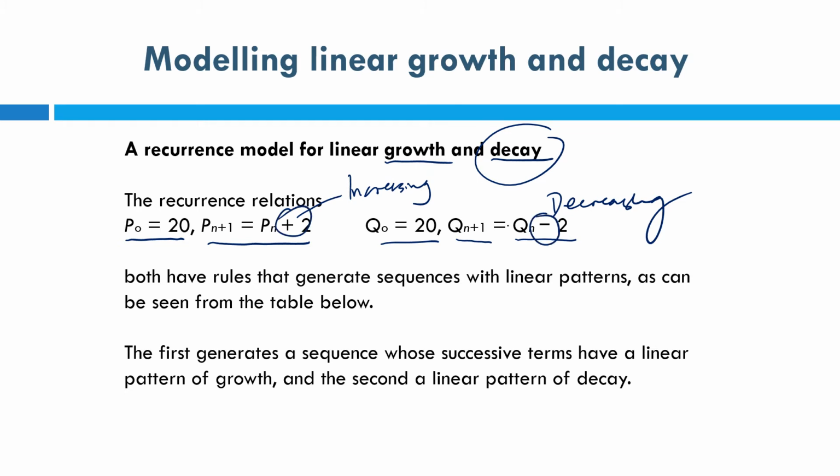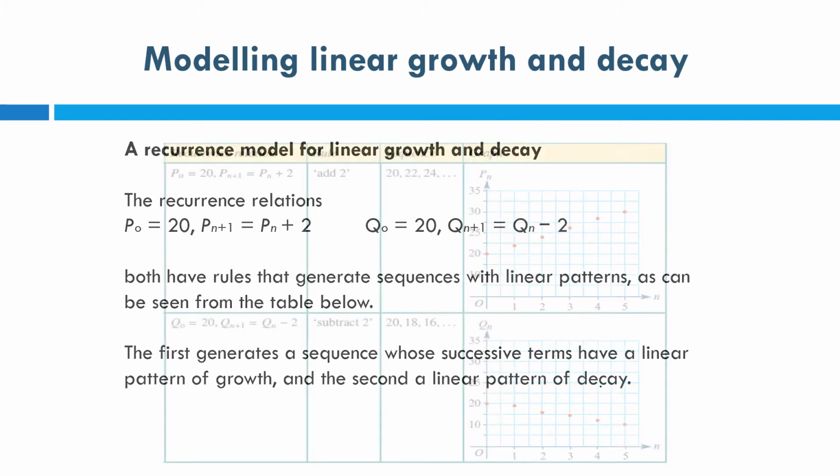So both have rules that generate sequences with linear patterns. These are straight lines, and you'll see that in the next slide anyway. Now, the first generates a sequence whose successive terms have a linear pattern of growth, and the second one is a linear pattern of decay. So let's have a look at the table.